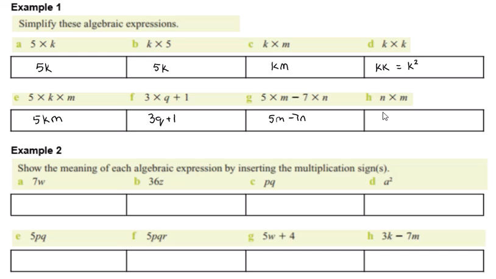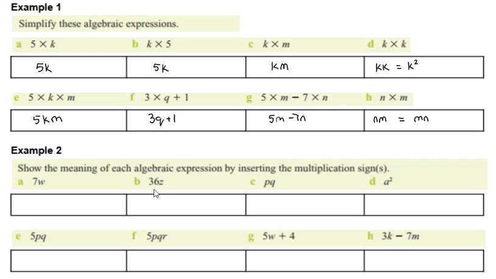And finally we have n times m. We could write it nm, and you wouldn't get into trouble for that, but the preference is to write it in alphabetical order. So mn is the correct answer.